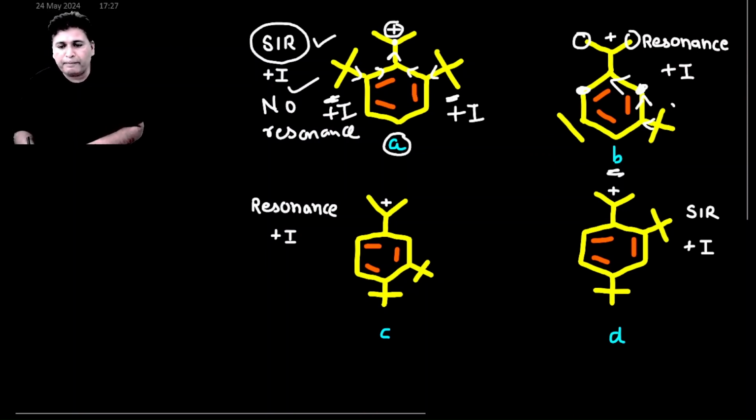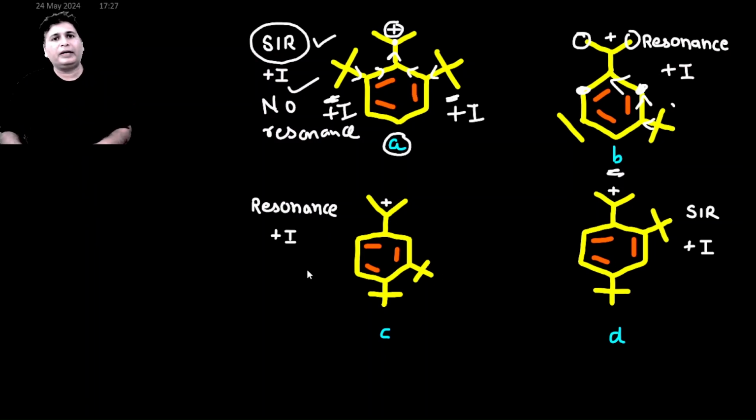If you compare the resonance effect and the inductive effect, let me give you the answer. Resonance is a dominating effect in comparison to inductive. So resonance is a dominant effect, especially when the atoms belong to the same period, the second period, so resonance is the dominating factor.